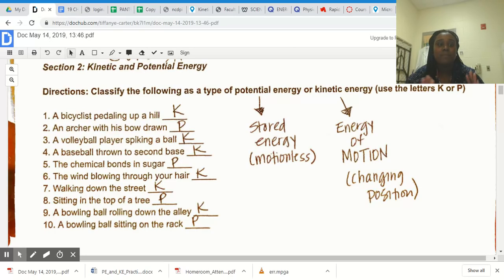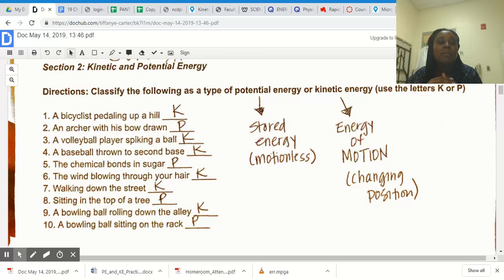Number 2, an archer with his bow drawn. So if the bow is just drawn and the arrow hasn't actually left the archer just yet, it's stored energy. So I'm storing some elastic energy as I pull it back. And then when I let it go, then it will have kinetic energy, but not until then. So if I'm just drawing it back, it's going to have potential energy.